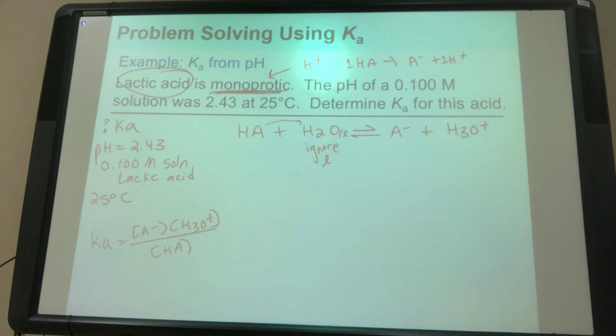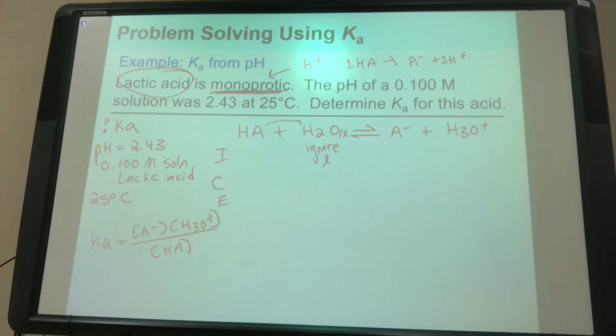Well, what did they tell me? They told me I have 0.1 molar lactic acid, but that's at the beginning. I want to know how much I have after it's sat around and reacted with some of this water. So you have to figure out an ice table. I know, ice tables, but we've got to do it. In essence, if I ask you to find the Ka, you've got to do an ice table.